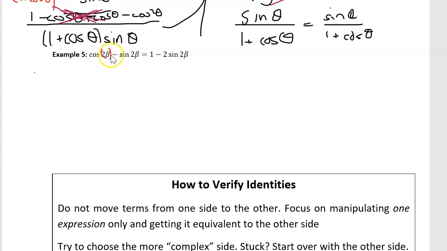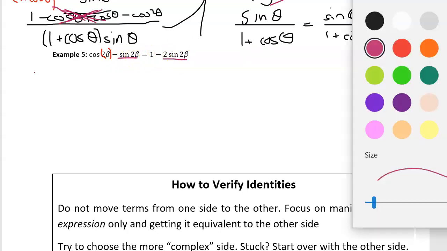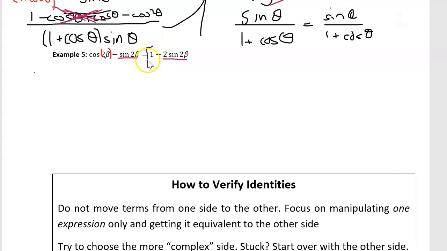So cosine 2 beta, we have 3 options. Sine 2 beta, we only have 1 option. But I would like to point out that our goal is to have 2 sine squared beta, and we already have 1 sine squared beta. We also have a goal of having 1 minus 2 sine squared beta. And so we're going to look for a way to replace the cosine 2 beta that's going to give us this option, okay?